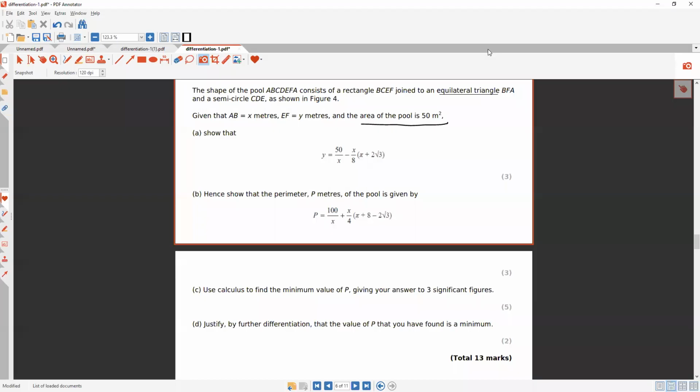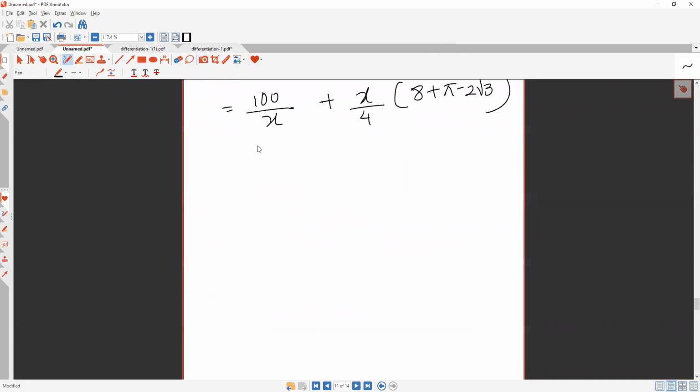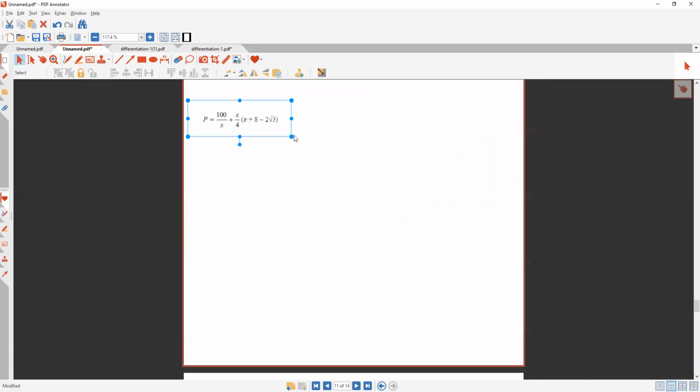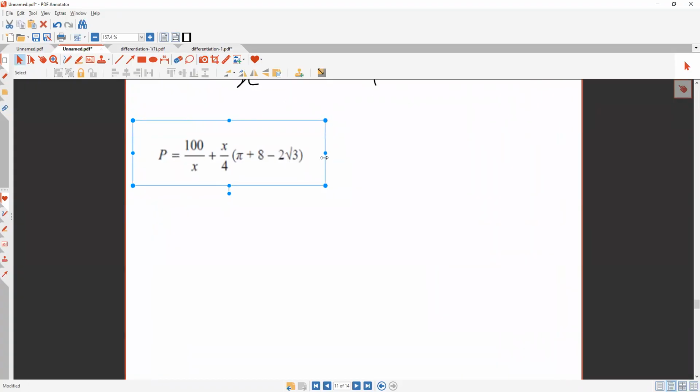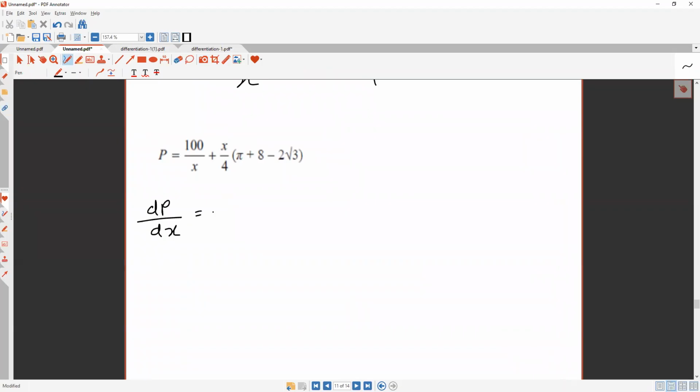Okay, so C part, let me do it for you. They said use calculus to find the minimum value of P. 5 marks. So that means I have to do dP by dx. dP by dx equals 100 by x. Now I still did not start differentiating though. I'm still at P. I have to simplify first.